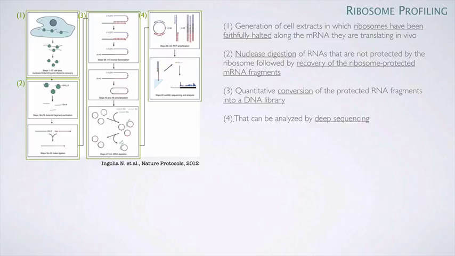So basically, you halt your ribosomes while they are translating. You perform a nuclease treatment so that the overhanging mRNA stretches are removed. You know that the captured fragment is still protected. You recover these fragments, and then afterwards you convert them to a sequencing library, and then you sequence.